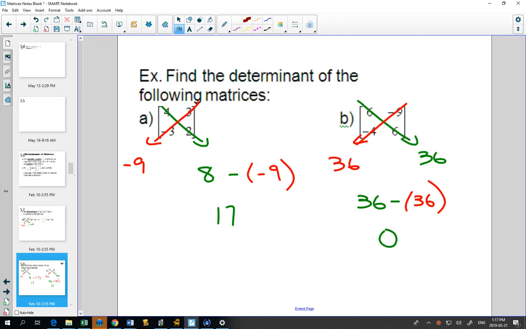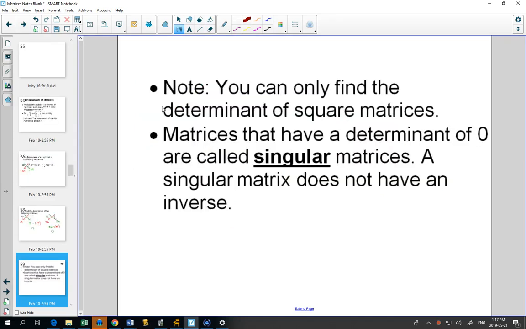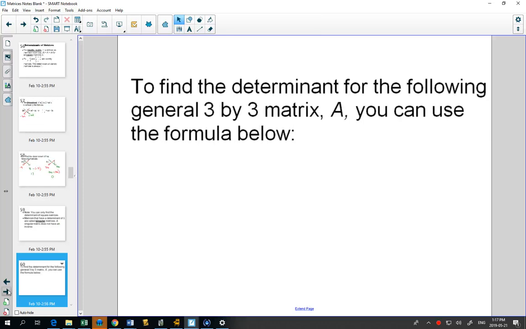But the fact that one of them is 0, we've already talked about how you can only find the determinants of square matrices. And matrices that have a determinant of 0 are called singular matrices. And a singular matrix does not have an inverse. Again, very elusive right now as far as what we're going to be doing with this.